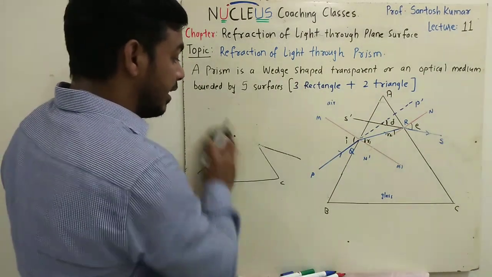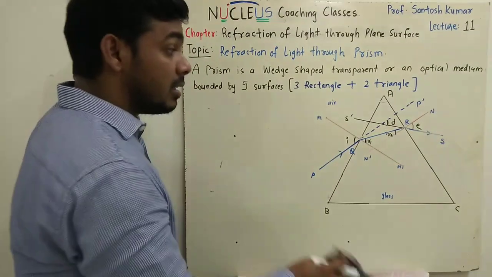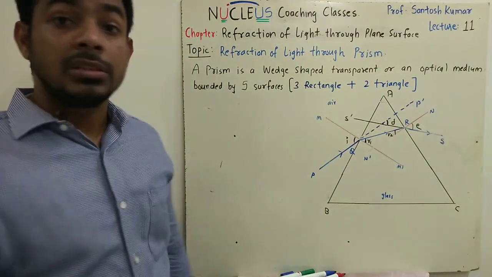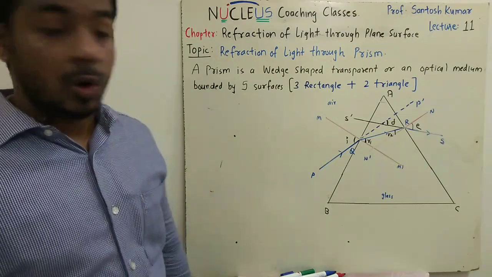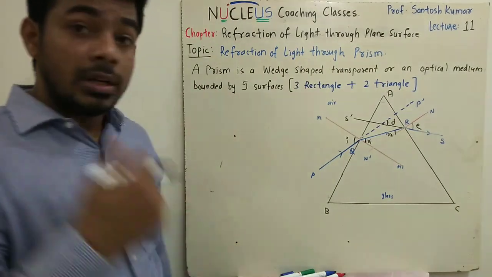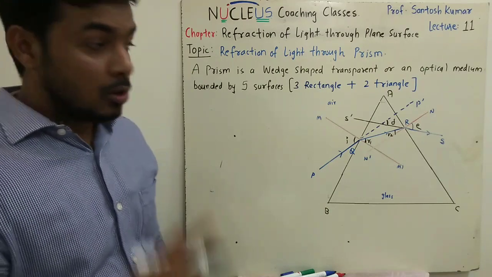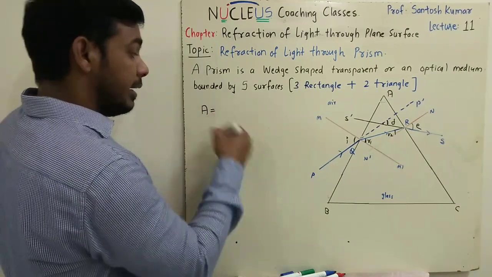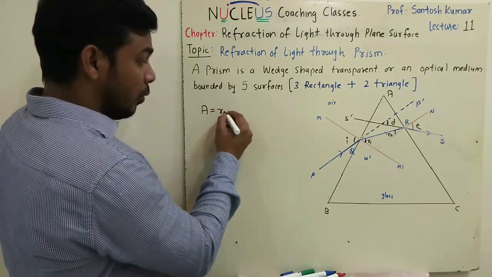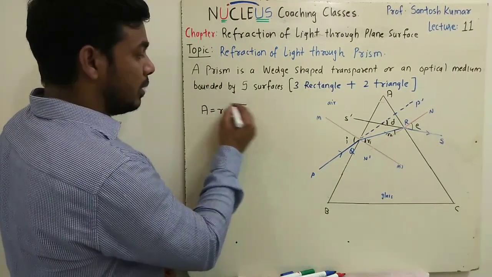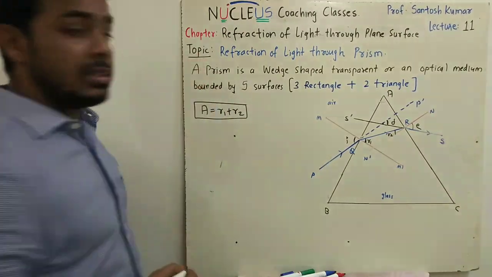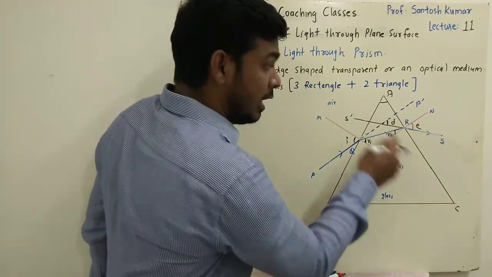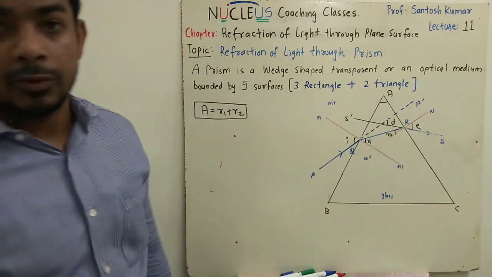So some angles are very important over here, and there are certain relationships between these angles, but remember, the derivations of these relationships are not required at all. You just need to know the relationships between these angles. The first relationship I am going to tell you is that the angle of prism A is geometrically equal to R1 plus R2. You need to know this relation. So this prism angle A will be numerically or geometrically equal to R1 plus R2.